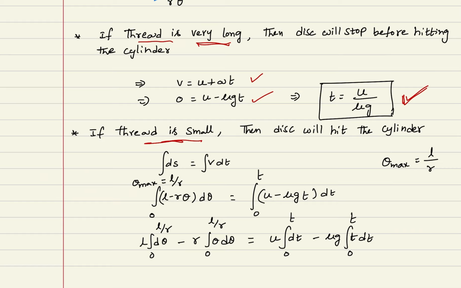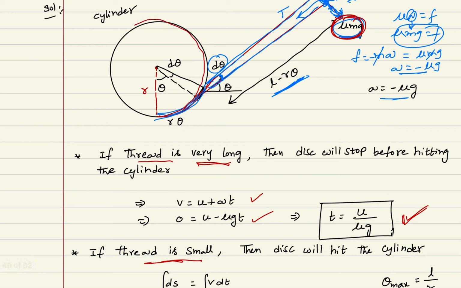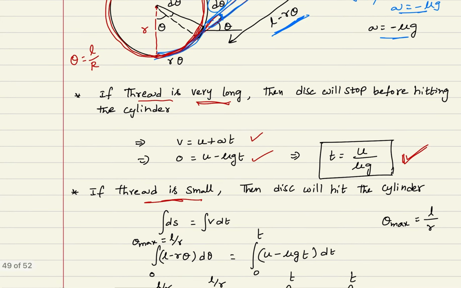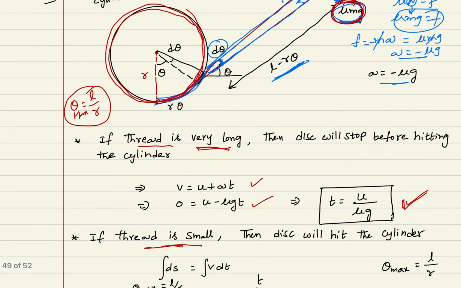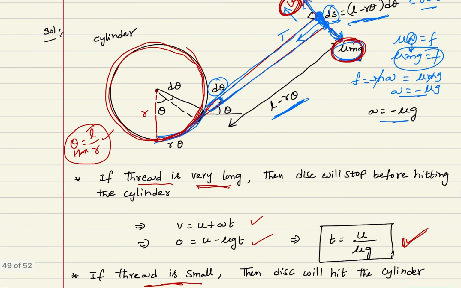Next case, if the thread is small, the disc will hit the cylinder. If the disc is hitting the cylinder, how much is the turning angle? The length of the thread I have taken as L, and the radius is R. The maximum angle this cord will turn over the cylinder is θ max = L/R. I have taken the same thing, θ max is L/R.